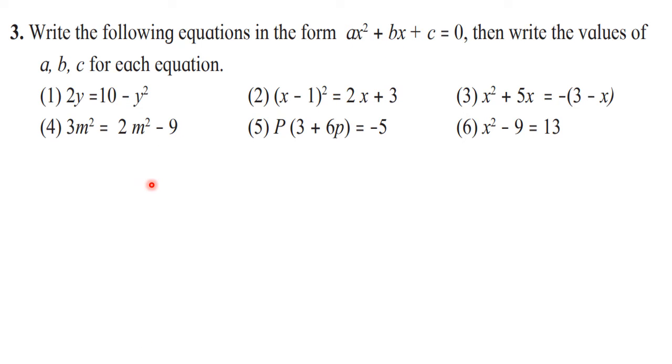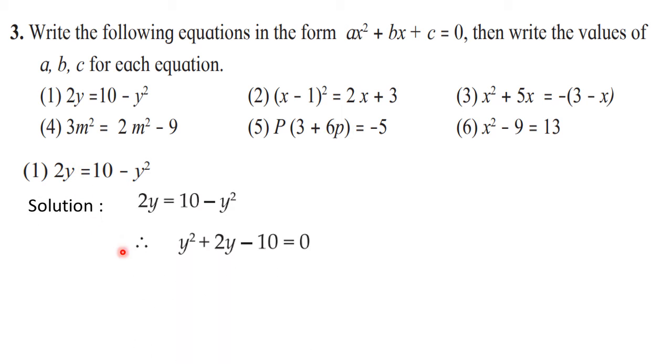So let us see the first question here. 2y is equal to 10 minus y square. So this minus y square we can shift to LHS, so it will become plus y square, and 10 also we will shift, so it will become minus 10. And when we write it properly, we will get it like this. Minus y square will become plus y square, then plus 2y as it is, and minus 10 is equal to 0. So now see, the equation is converted into the standard form.